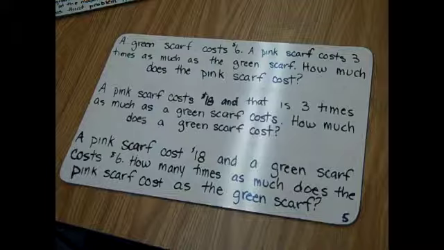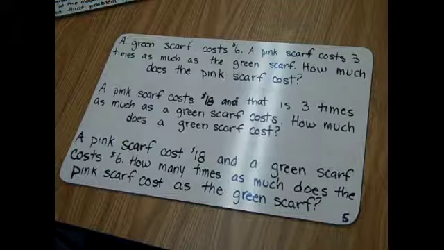Let's use bar models, or tape diagrams to represent these 3 different problems and to see how the model helps determine which operation we need to use to solve it. Looking at the first model, we know that the green scarf costs $6. We want to find out how much the pink scarf costs. Looking at the model, we can see that the green scarf is 6, the pink scarf is 1, 2, 3 times as much as the green scarf. So we can write 6 times 3 equals 18.